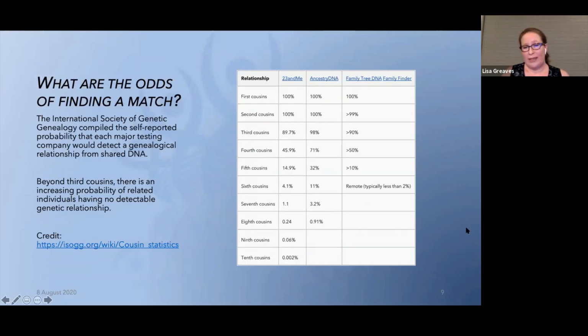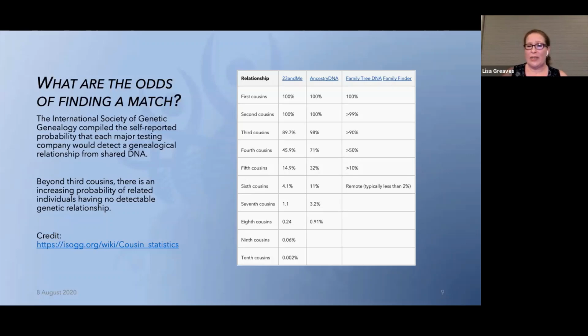1st cousins have a 100% chance of sharing DNA on any platform. 2nd cousins, pretty much 100%. 3rd cousins, you start losing a little bit of probability, but on Ancestry, you're still at 98% sharing with your 3rd cousins. When you get down to 4th cousins, you're starting to drop now. So fourth cousins on 23andMe only have a 45.9% chance of sharing DNA segments. Fourth cousins on Ancestry have a lot higher chance, a 71% chance. In other words, Ancestry has a better chance of recognizing your genealogical relatives than some of the other providers.